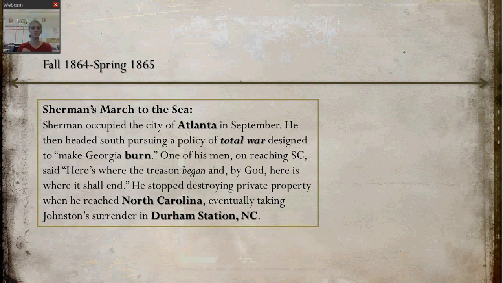Their goal is to march from Atlanta up to Savannah and into the Carolinas. On reaching South Carolina, one of his men says, "This is where the treason began, and by God, here is where it shall end." When they reach North Carolina, the mayor of Raleigh actually surrenders to General Sherman in order to prevent him from destroying private property. So they stop that total war campaign when they get into North Carolina. The troops they end up fighting in North Carolina are General Johnston's troops. However, Johnston does surrender to Sherman at Durham Station, now Durham, North Carolina, at Bennett Place.